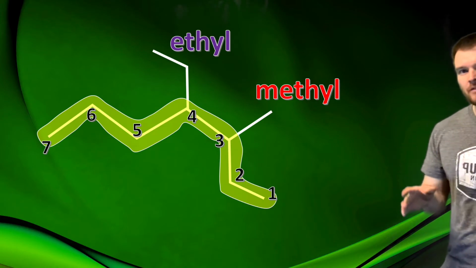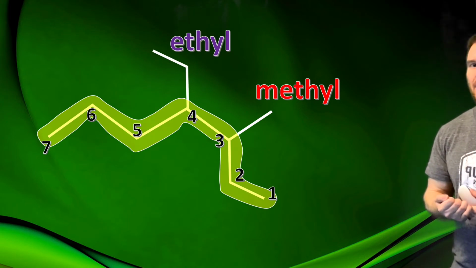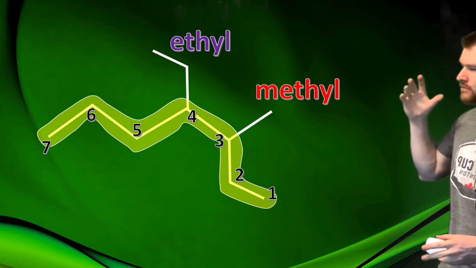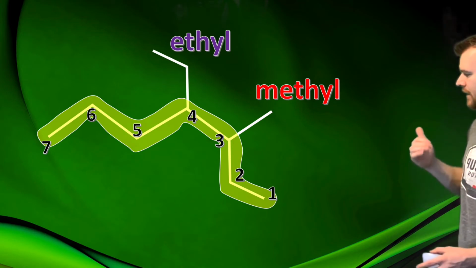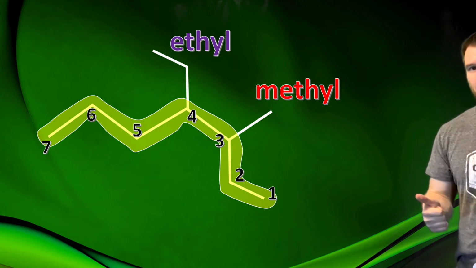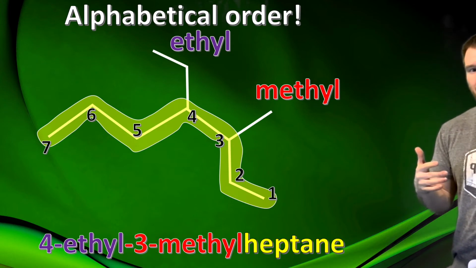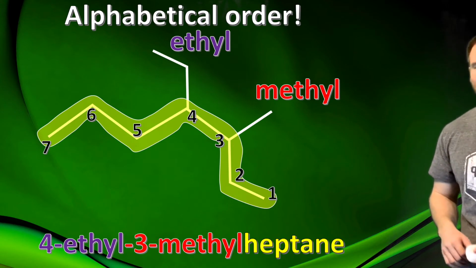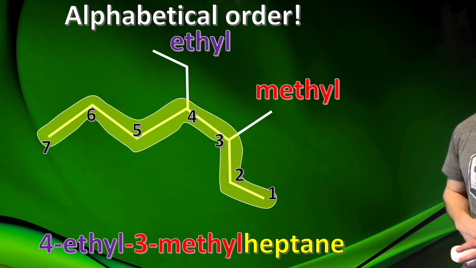Now this is the first time we've seen an example with 2 different types of groups, and we have to remember they need to go in alphabetical order. So E comes before M, so I need to put my ethyl before the methyl. So the ethyl is on the 4, and the methyl's on the 3. So this is going to be 4-ethyl, 3-methyl heptane. All right, so make sure we're in alphabetical order, and we can see the name there, 4-ethyl, 3-methyl heptane.